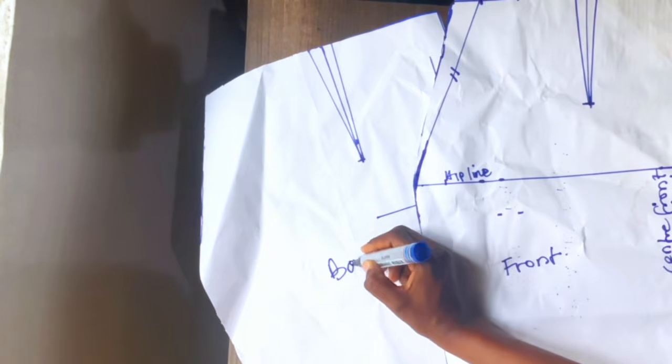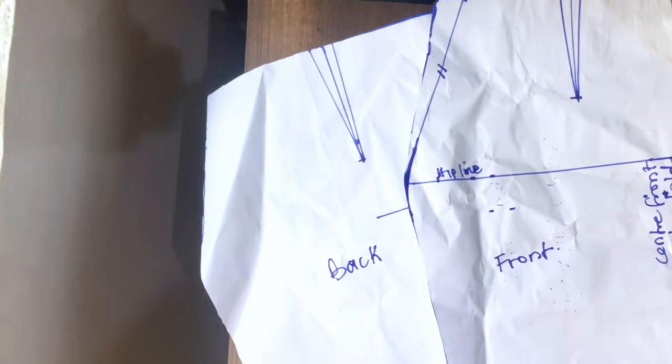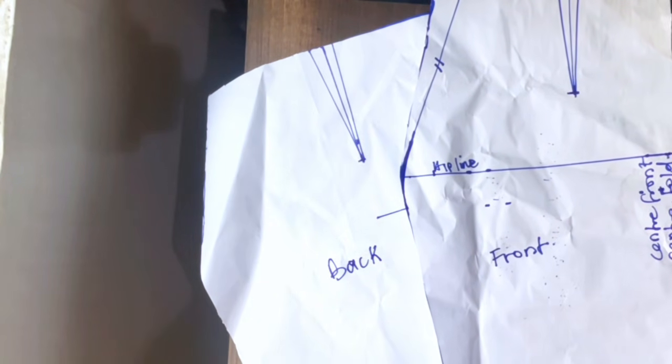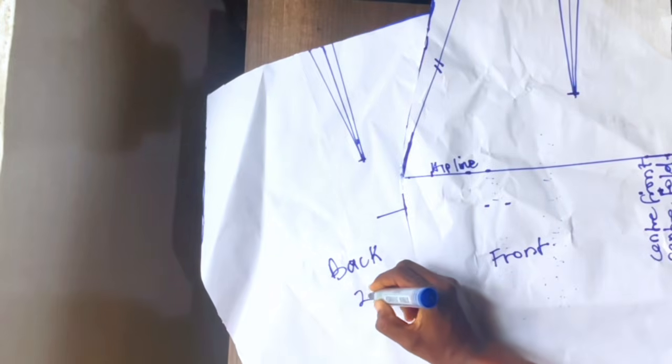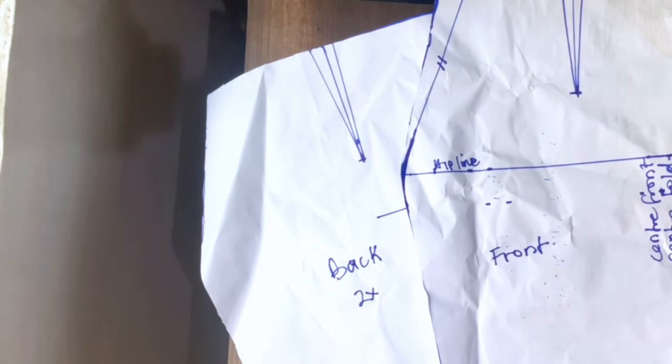Label this back, label this front. So this front, remember that you're cutting on center fold. Remember that this one will be two pieces, okay? Remember that this will be two pieces.